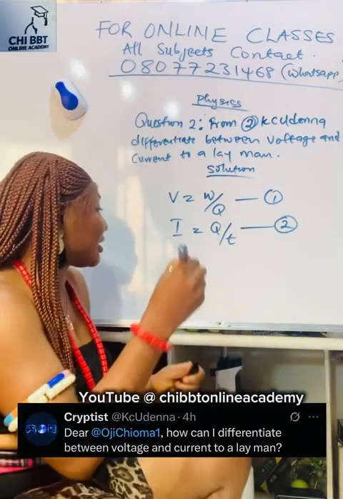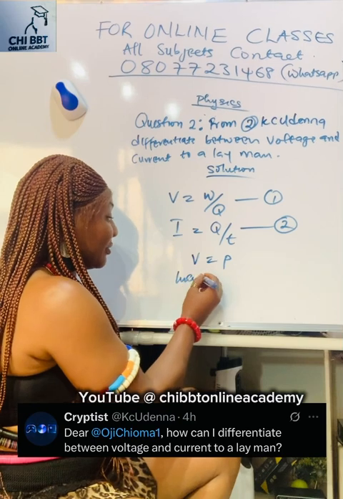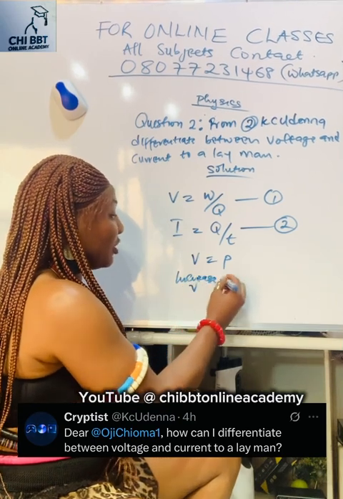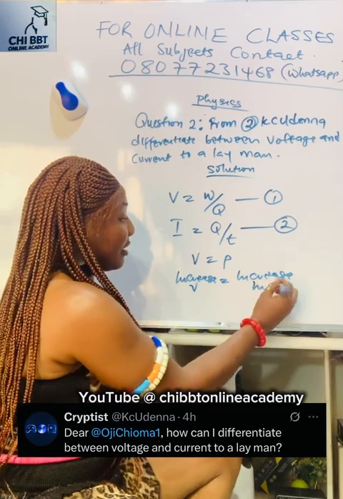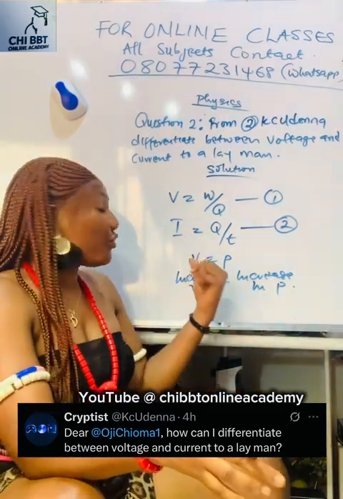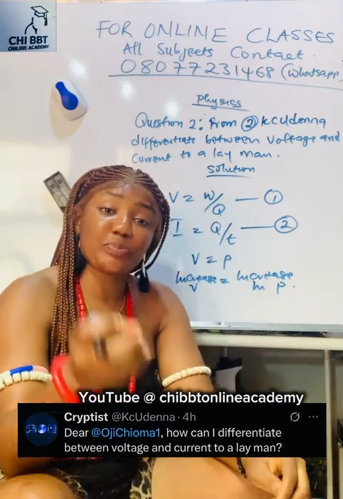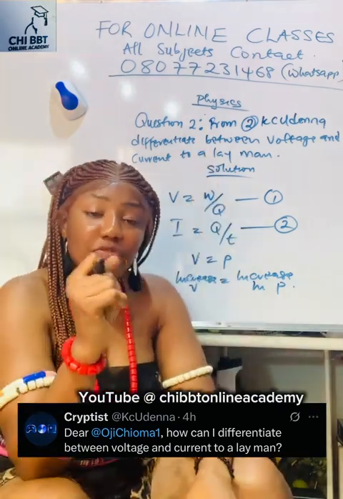You can say that voltage is equal to pressure, because an increase in V equals an increase in pressure. Now, that water is flowing because if you increase the voltage, that means the pressure at which the water will be released is now the voltage.